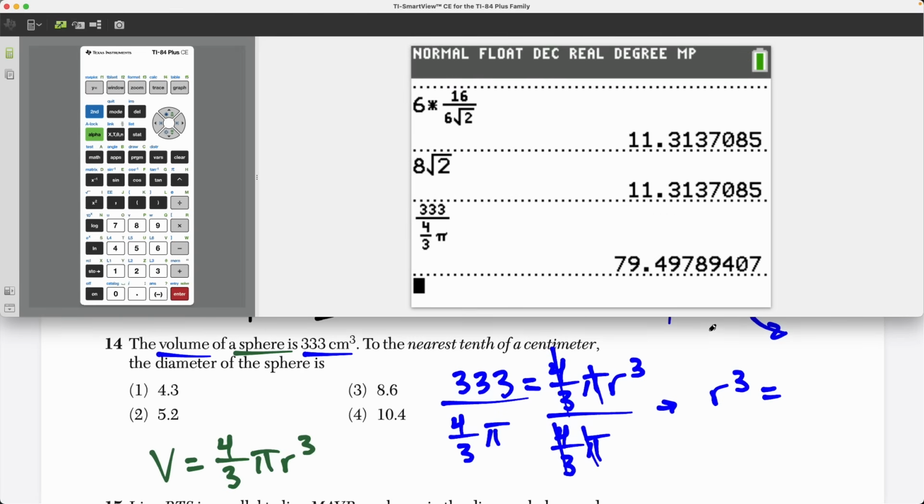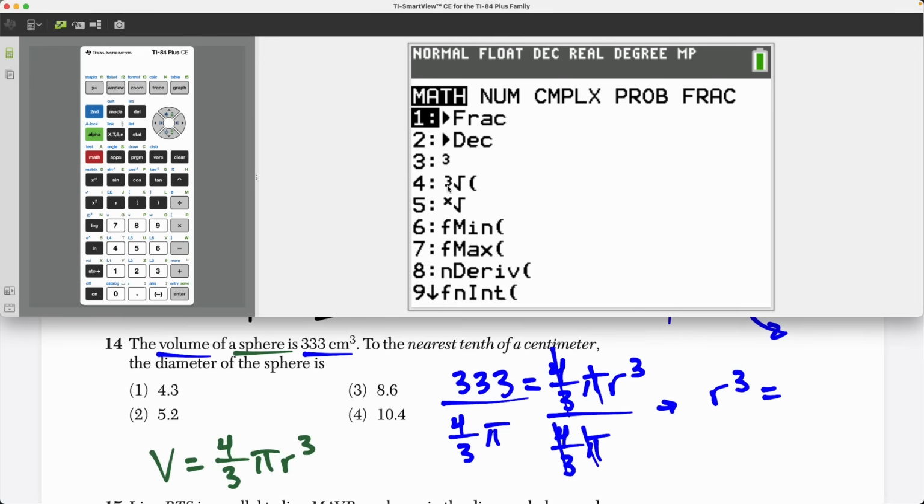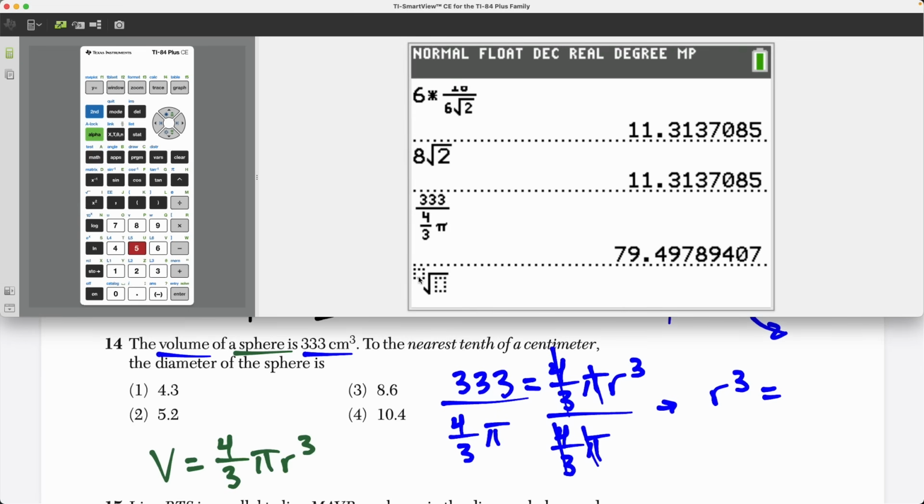But now from here, I have to take the cube root of this. So if I want to do the cube root, I could press math. I could go to option 4 where we have a 3 in front of the radical. Or I could even go to option 5, and that allows you to make a custom radical, and I put the root in front. So we're doing the cube root. So we put a 3 here, and then I have that number from before. I just go up and press enter, and it'll type it in for us.